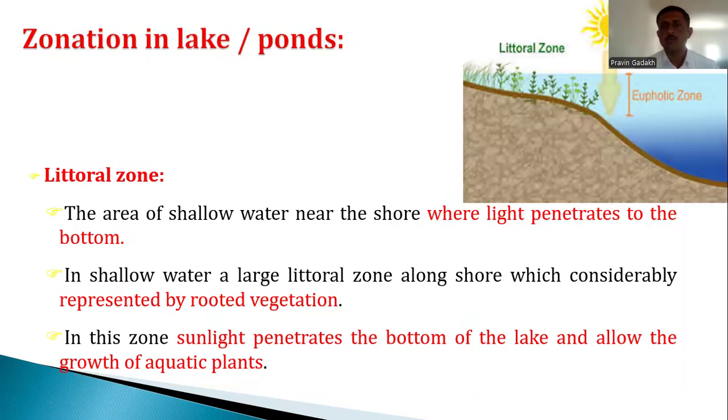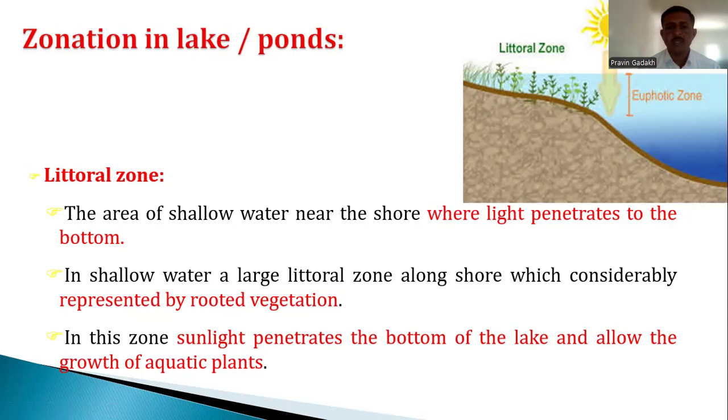Zonation in a lake. Here we can see the first zone is the littoral zone. It is the area of shallow water near the shore where light penetrates to the bottom. It is the area where sunlight penetrates up to the bottom of that pond or lake. That zone is called the littoral zone. Here in the diagram we can see the image of the littoral zone.